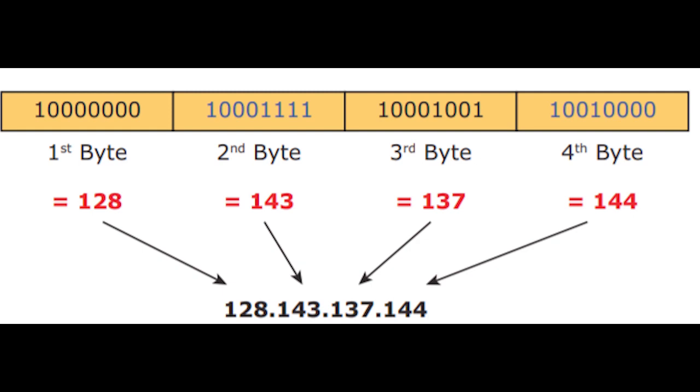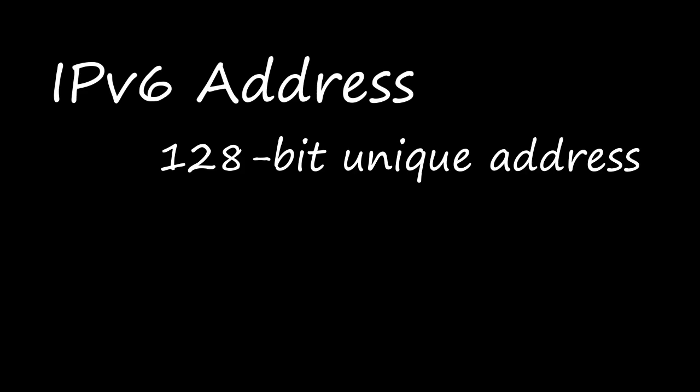The next one is the IPv6 address. IPv6 address is a 128-bit unique address. This will be given to a computer system only. In IPv4 we saw that it is 32-bit, and the number of addresses that can be formed in IPv4 is 2 power 32. So in IPv6, as it is a 128-bit unique address, the number of addresses will be 2 power 128, right?